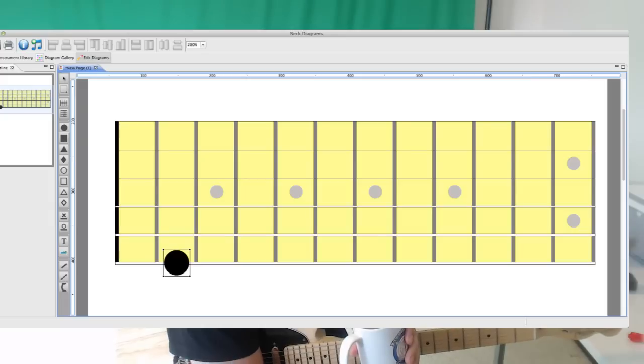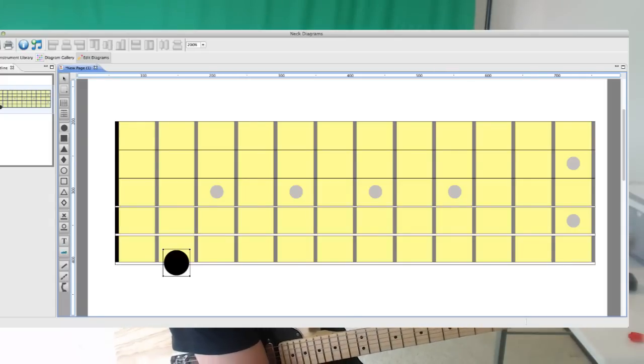Great. I love these diagrams because I can eat, snack, drink coffee, and nobody would ever see me.